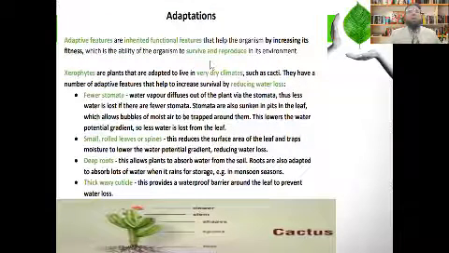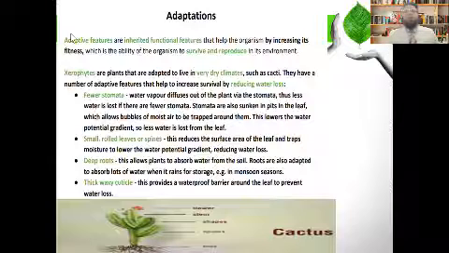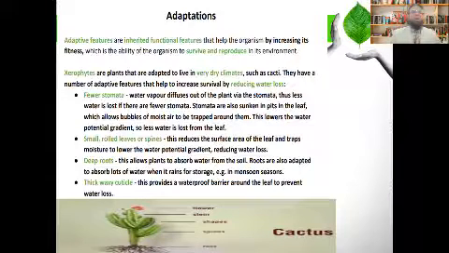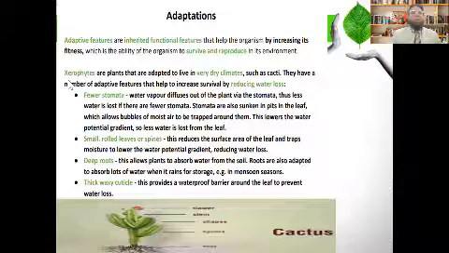Now, another subtopic is there. This is adaptations. Adaptations are the positive characteristics which are produced in an organism that enable the organism to cope with the environmental conditions. See here, adaptive features are inherited functional features that help the organism by increasing its fitness, which is the ability of an organism to survive and reproduce in its environment.